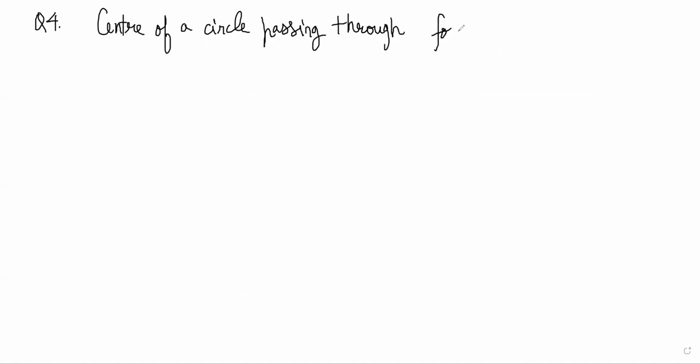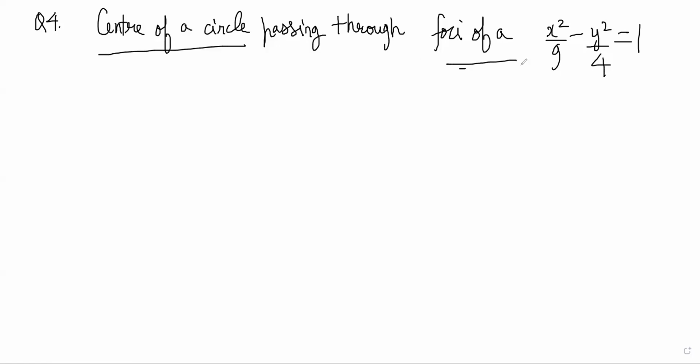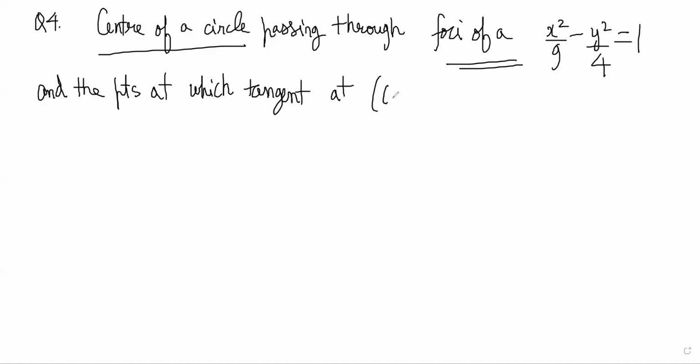The center of a circle passing through the foci of a hyperbola and the points at which the tangent at 6 comma 2 root 3 meets the tangent at the vertices. This was a bit ambiguous.